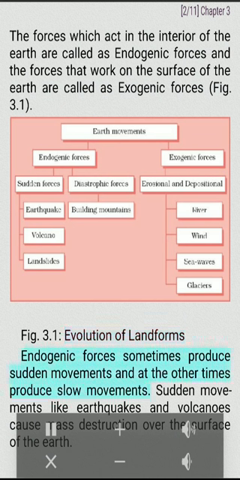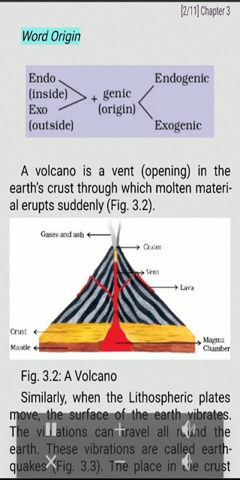Endogenic forces sometimes produce sudden movements and at other times produce slow movements. Sudden movements like earthquakes and volcanoes cause mass destruction over the surface of the Earth. Word origin. A volcano is a vent, opening, in the Earth's crust through which molten material erupts suddenly. Fig. 3.2. A volcano.